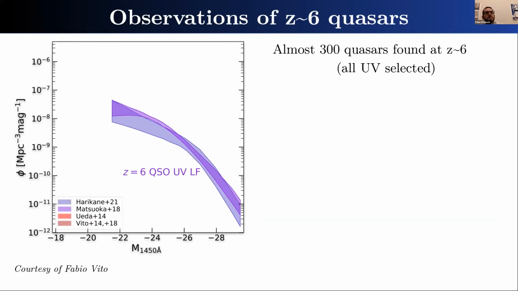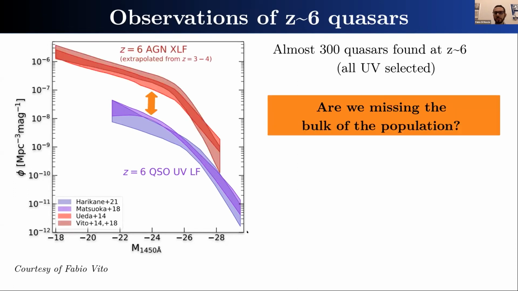We have had tremendous progress in recent years in the number of quasars discovered. Now we are almost at 300 quasars at redshift around 6. But there is a small caveat, or a big caveat. They are all UV selected. And if you have a look at the UV luminosity function of the quasars at redshift 6, according to the recent estimate, you have an idea of how many quasars we know so far from the UV.